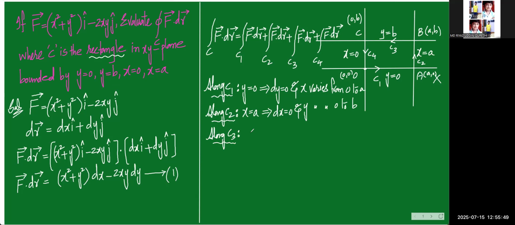Look at that. Along C3, the nature is y is equal to b, which means dy is equal to 0. And x varies, the limits are from a to 0.